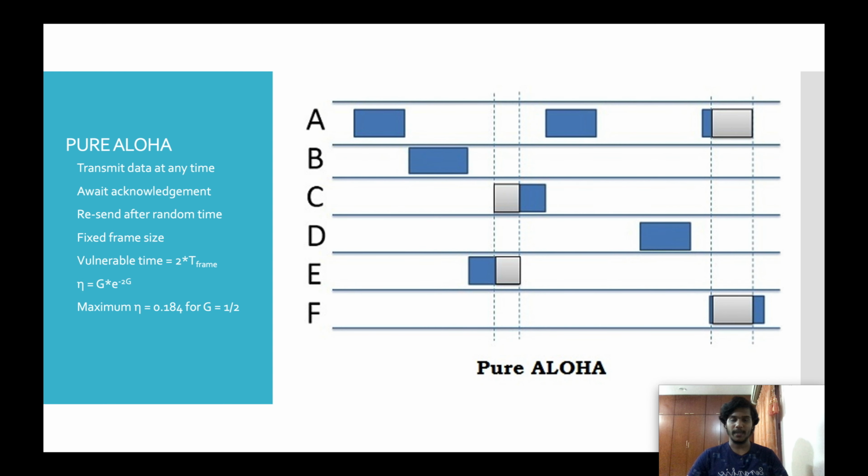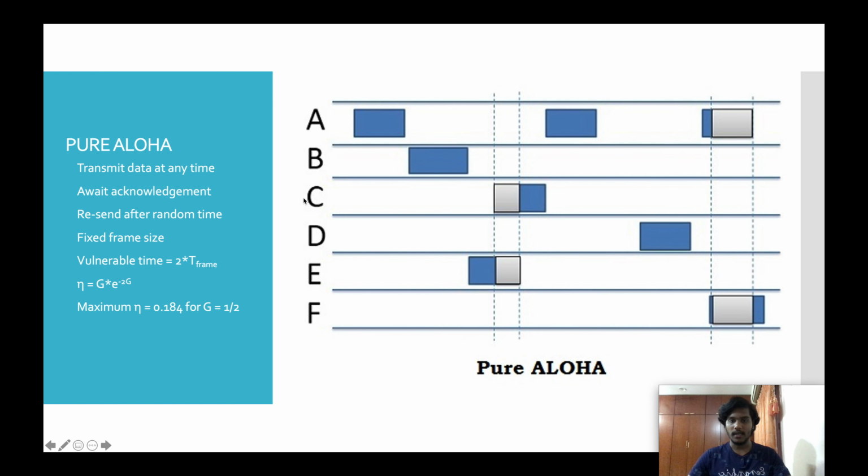Now let's look at this picture. The lines you see are the shared medium, and A, B, C, D, E, and F are the nodes. Now in pure ALOHA, you can see that there are multiple frames being sent. Initially, the frame of A is sent, node A, then B. Then notice the colors. All these nodes are in blue, and there are some parts of the frames which are in gray. The gray messages are the messages where the data is being mixed up with other messages.